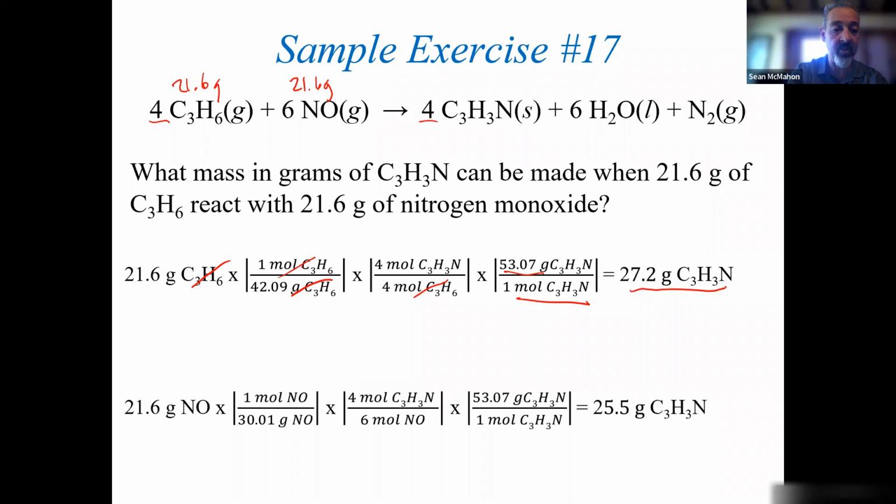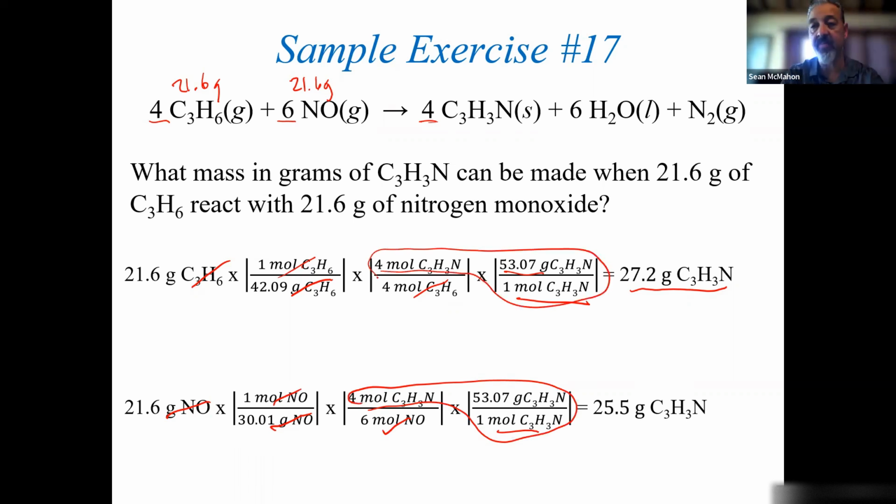So now I convert the 21.6 grams of nitrogen monoxide to moles. How? Molar mass. Cancel out the unit of grams. I do a mole ratio, 6 moles of nitrogen monoxide to 4 moles of the product. This cancels. Moles of the product to grams. Again, this is why I set everything up all at once before I even grab a calculator, because these should be consistent. And then we see that that equals 25.5 grams.